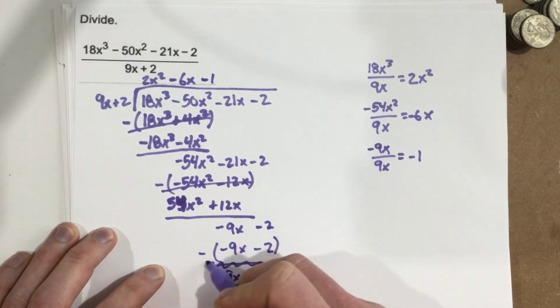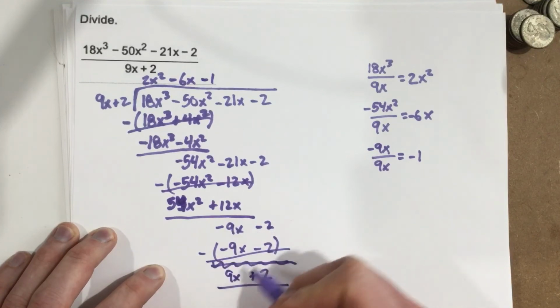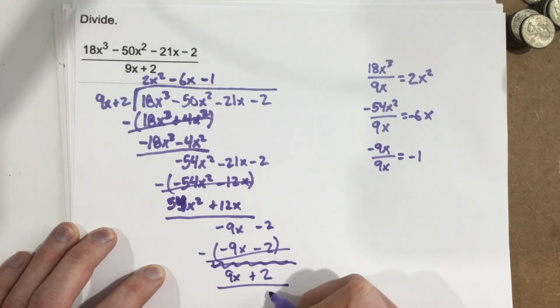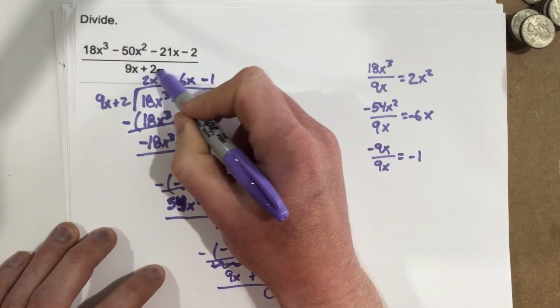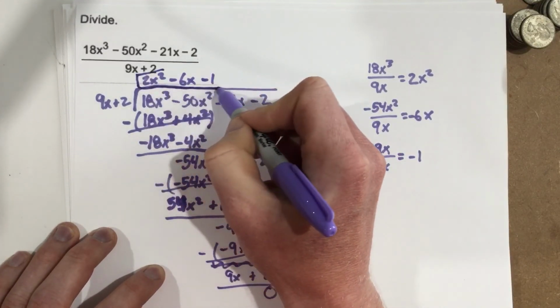And when we add negative 9x with 9x, we get 0. Negative 2 with 2, we get 0. Our remainder is 0. So our answer to this problem would be 2x squared minus 6x minus 1.